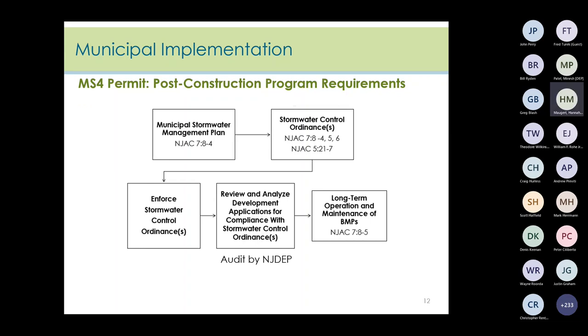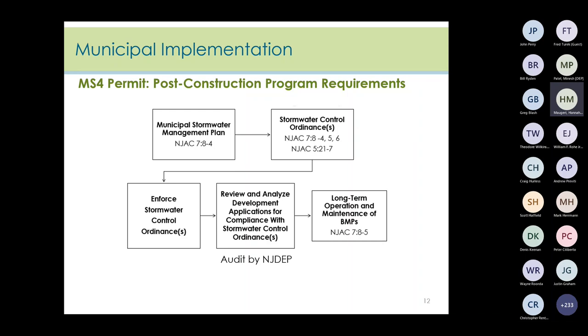Each of the elements required as part of the post-construction program are represented by a box on the slide. The top level contains elements that are already in place for existing Tier A municipalities. Under NJAC 7:8, which is the stormwater management rules, every municipality is required to have a municipal stormwater management plan. More details of the elements in that plan are specified in subchapter 4 of 7:8. The second box is the required stormwater control ordinance, or SCO. Tier A permittees had 1 year from their plan adoption date to adopt an SCO and submit all of this to the county review agency for approval.